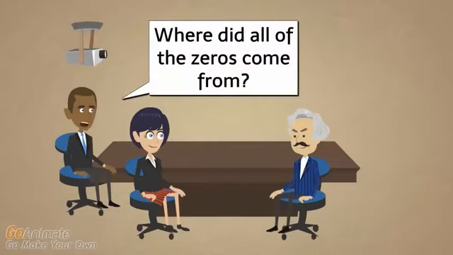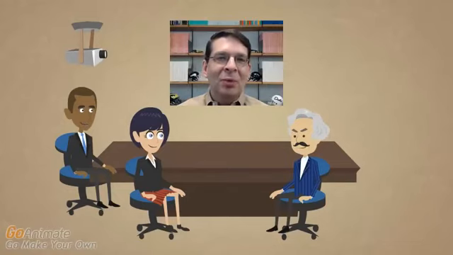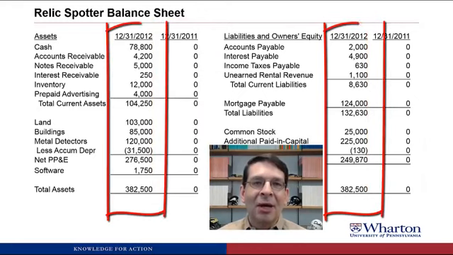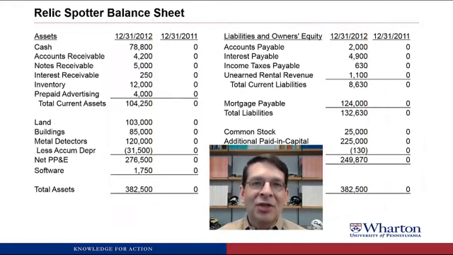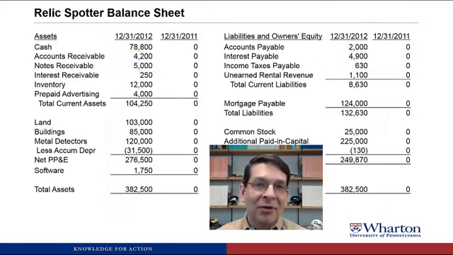Where did all of the zeros come from? I don't remember all of those zeros when we put together the balance sheet. Good memory. In fact, when we put together the Relic Spotter balance sheet, we didn't have all these zeros in there because we only put together the ending balance sheet. But when we do a cash flow statement, we need the change in the balances, the difference between the beginning balance and the ending balance. There was no beginning balance on any of these accounts because Relic Spotter is a startup company. So I created a beginning balance sheet of all zeros to make it clear that we're taking the change in the balances for the statement of cash flows, not just the ending balance.